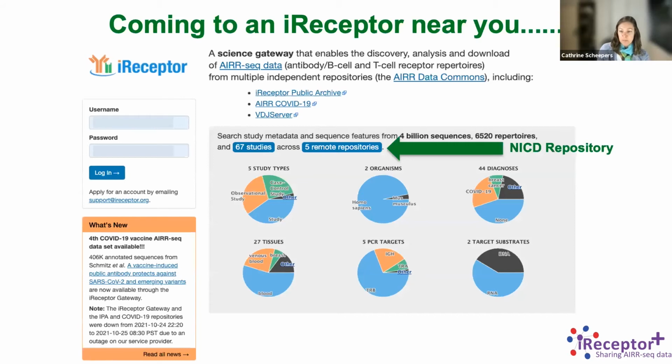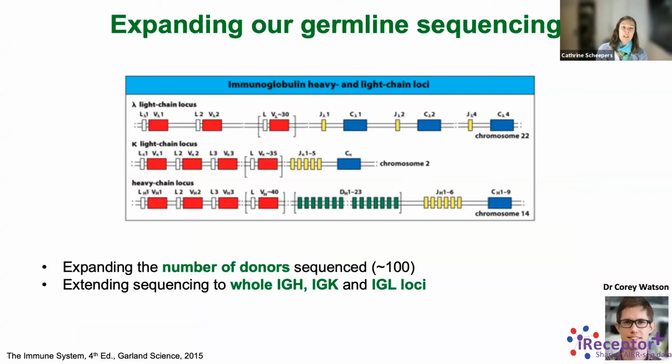Since it's an iReceptor series talk, coming to an iReceptor near you, the NICD is creating their own remote repository. This will hopefully go online very soon. All of these coevolutionary studies that I've been talking about will be on here, available for everyone to look at. We're also expanding our germline sequencing in collaboration with Corey, increasing our number of donors and also extending this to the whole IGH, kappa and lambda loci.